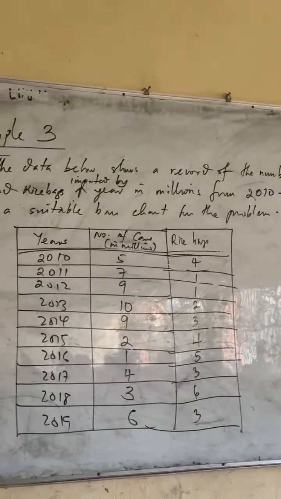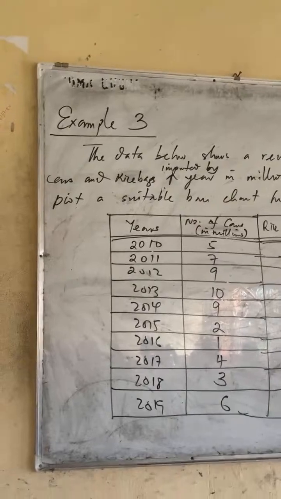So are we done? Please, line graph, everybody. Line graph. I want to dictate.